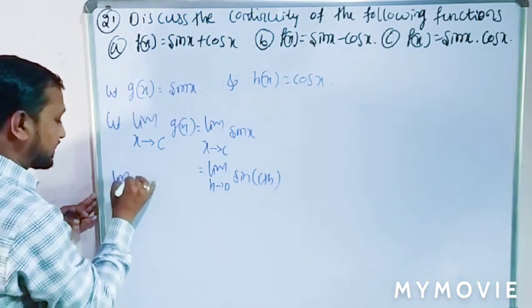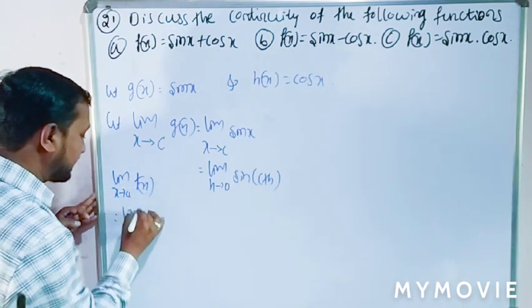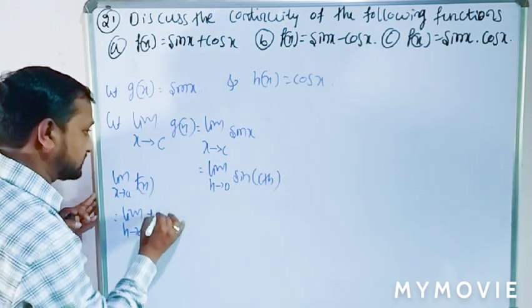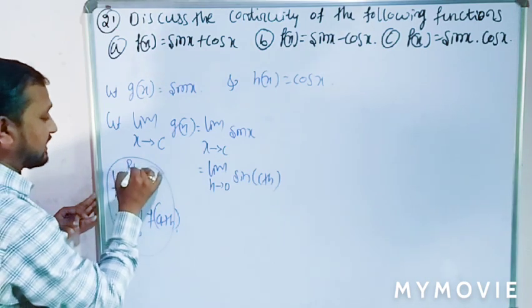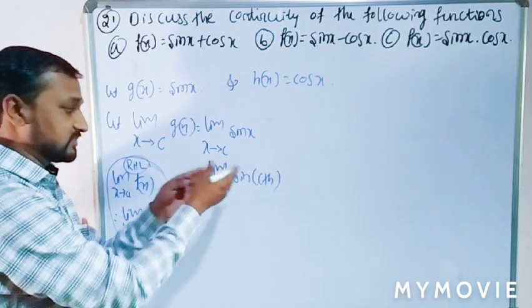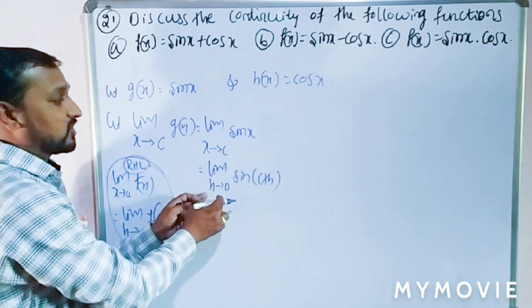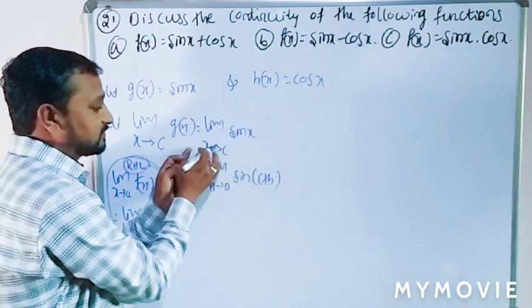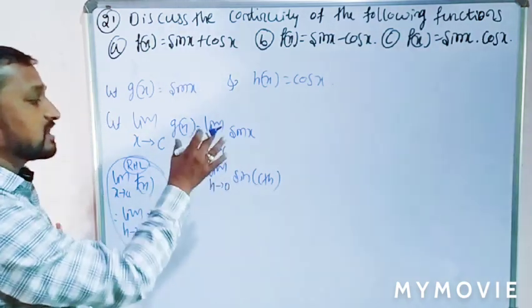So the limit as x tends to a of f of x can be written as the limit as h tends to 0 of f of a plus h. This is the definition of the RHL. The LHL is f of a minus h. So apply this. The limit as x tends to c becomes h tends to 0 because we replace x by c plus h. So c plus h tends to c, c cancels, h tends to 0. So this is the RHL part.